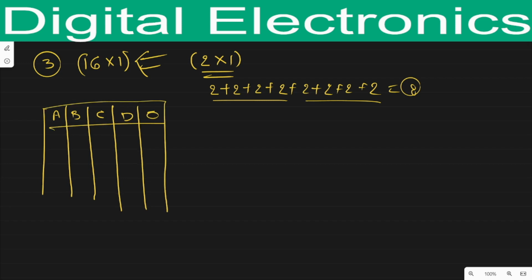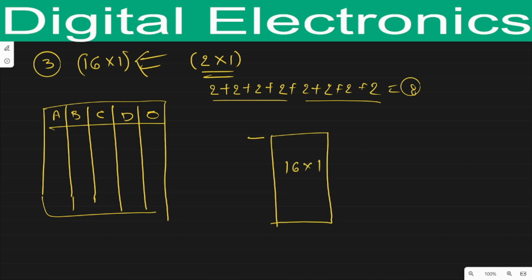Output as O. This one is the truth table for 16 cross 1 mux. Now what is the block diagram of 16 cross 1 mux? This one is the block diagram for 16 cross 1 mux.